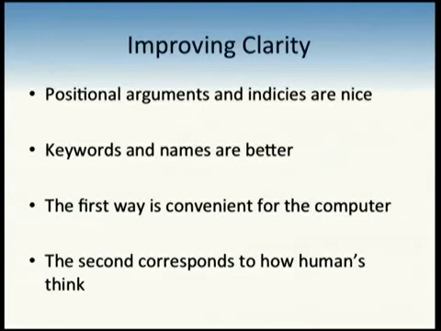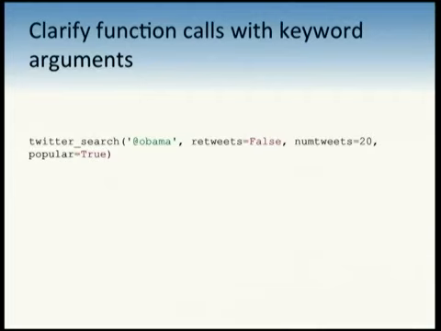All right. Wherever you have positional arguments and indices, that's nice. You can do that in any language. Keywords and names are better. The first way, where you're using indices, is convenient for the computer and fast in a language like C. But naming things is how humans think. The top one is the kind of code that I see all over the place in clients' code bases. It calls Twitter search, Obama, False, 20, and True, raising the question, what is the 20, the False, and the True? You would have to have memorized the argument signature in order to check that.